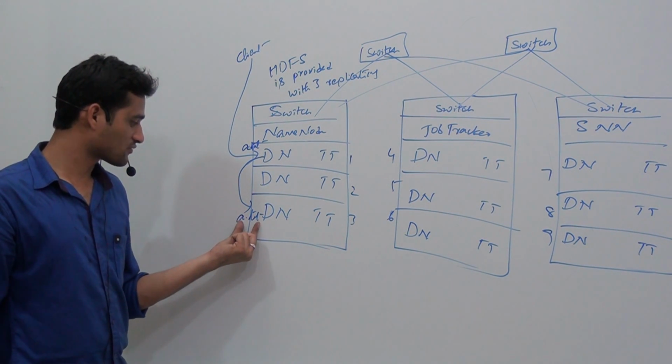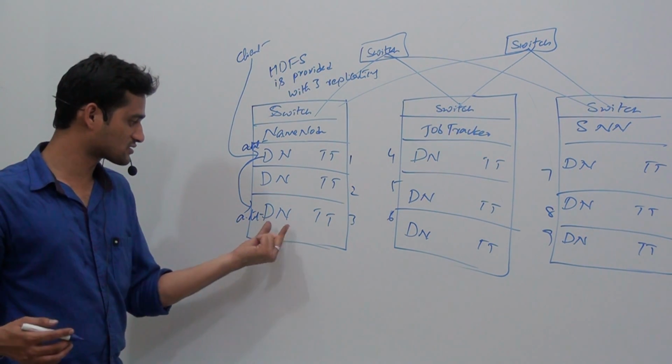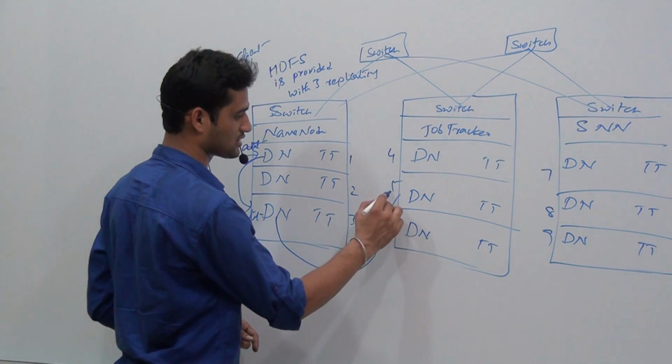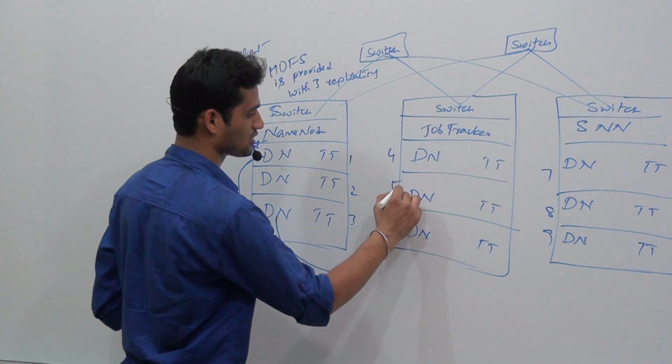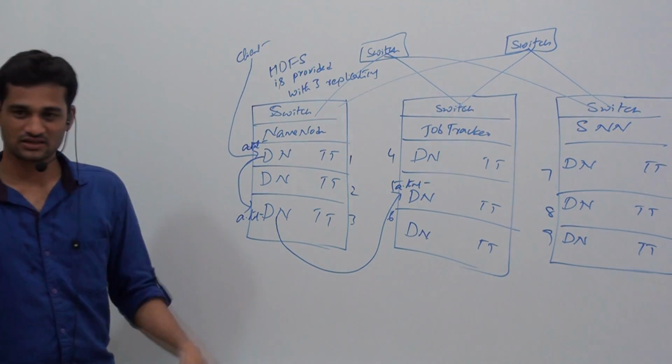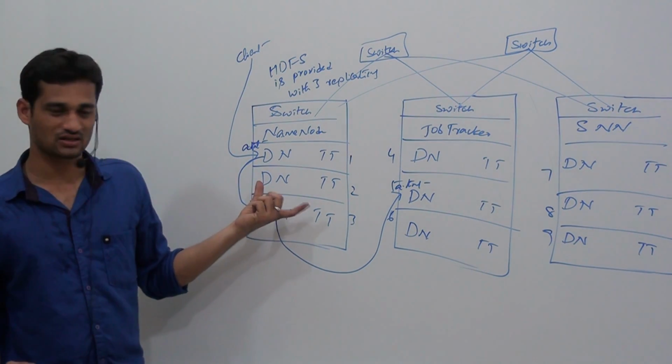Now this a.txt file should be replicated for the 3rd time. So this data node tries to pass the same a.txt file to some other data node in a different rack, and it is stored. So is it mandatory? Yes, exactly, it is mandatory.